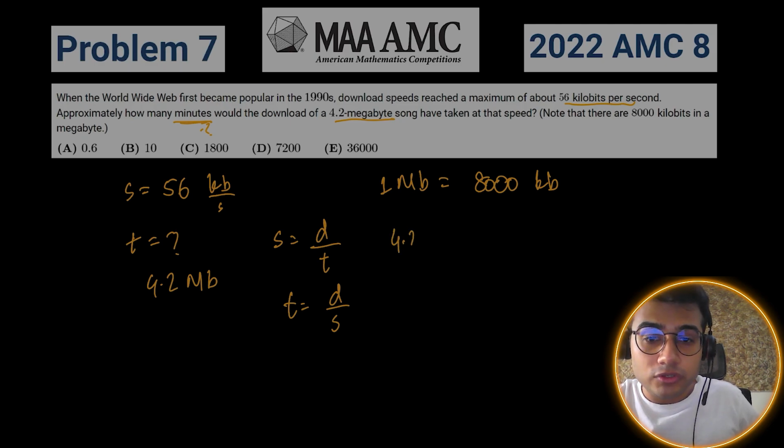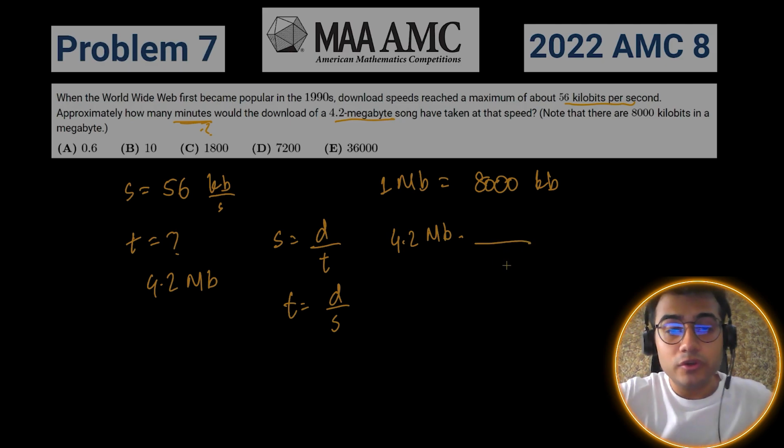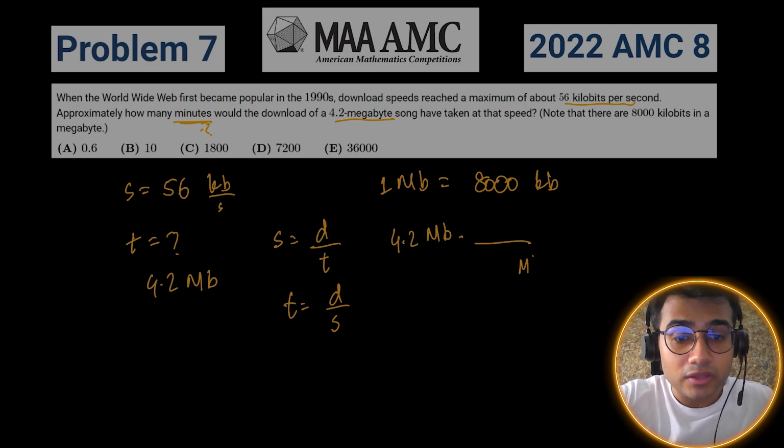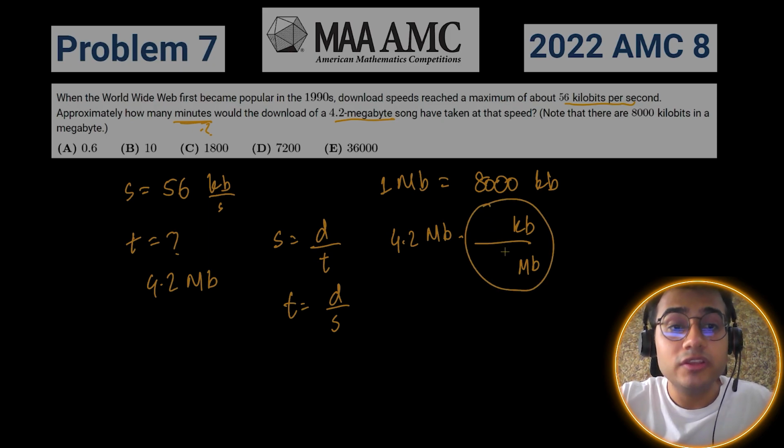So we have 4.2 megabytes, and I'm going to use a unit conversion trick that is very useful and very easy to apply. What you do is, the unit you want to cancel, you write that opposite to the unit, and then the unit you want to replace it with, you write it in the same place as that unit. And then you balance this fraction using the unit conversion factor that they've given you.